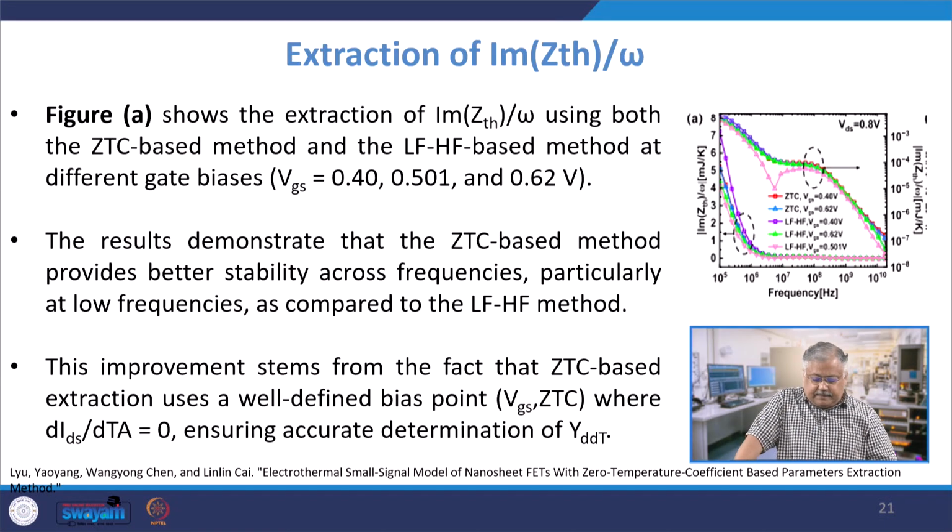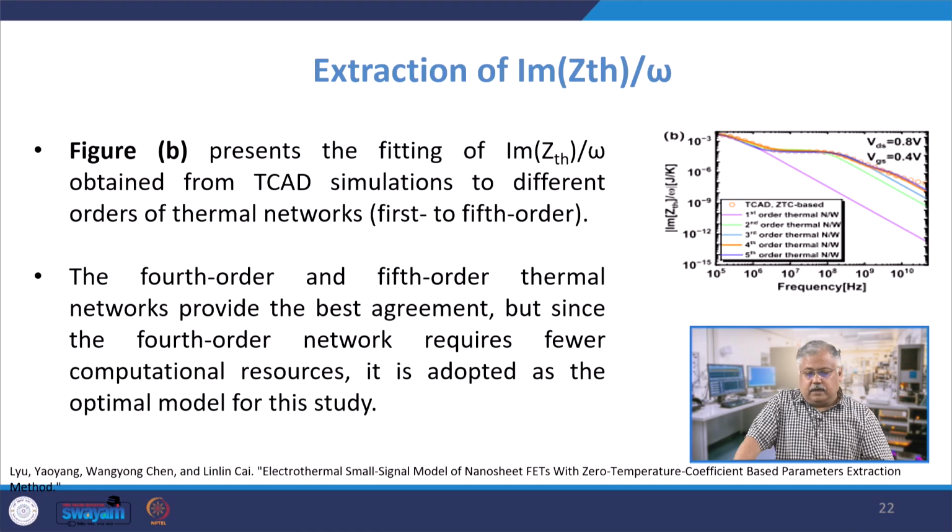And this improvement stems from the fact that ZTC extraction is at well-defined bias points, where you say that your del IDS del TA is exactly equal to 0, right? And that's the reason it is a much more stable expression which you get.